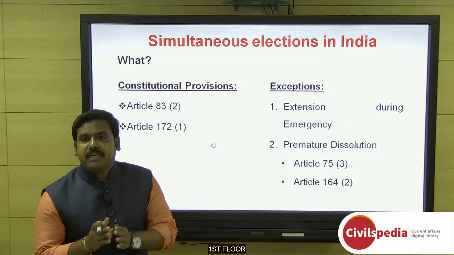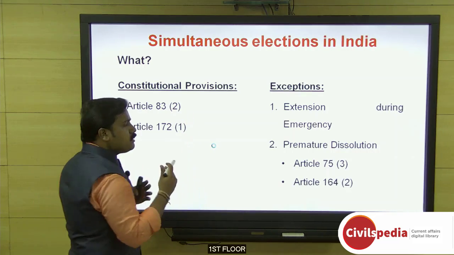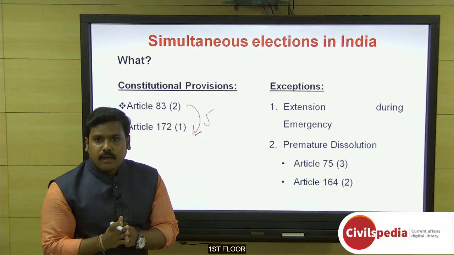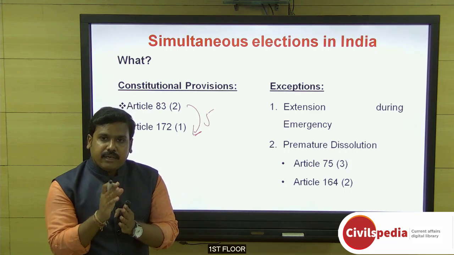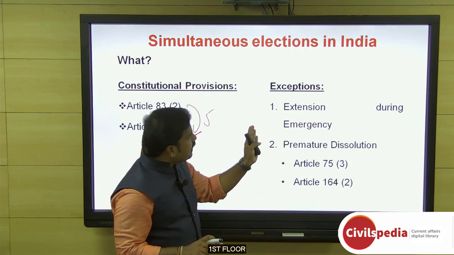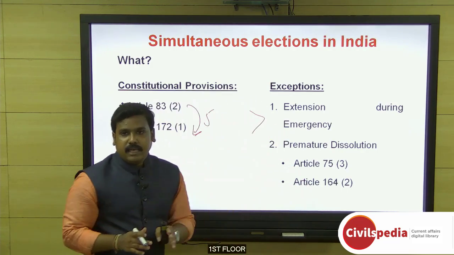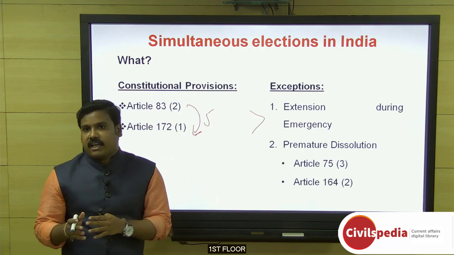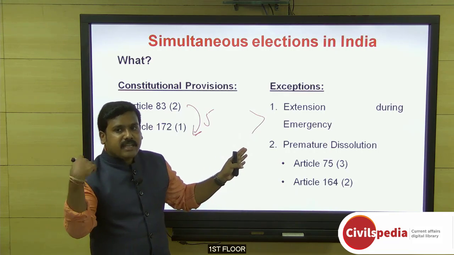Article 83 clause 2 speaks about the term of the Lok Sabha, while the Rajya Sabha, as you know, is a permanent body. The Lok Sabha as well as the state assemblies have a term of 5 years from the date of sitting, unless sooner dissolved. It can be extended beyond 5 years as an exception: during an emergency, the Lok Sabha can be extended for 1 year at a time. Similarly, state assemblies can also be extended in the case of a state emergency.